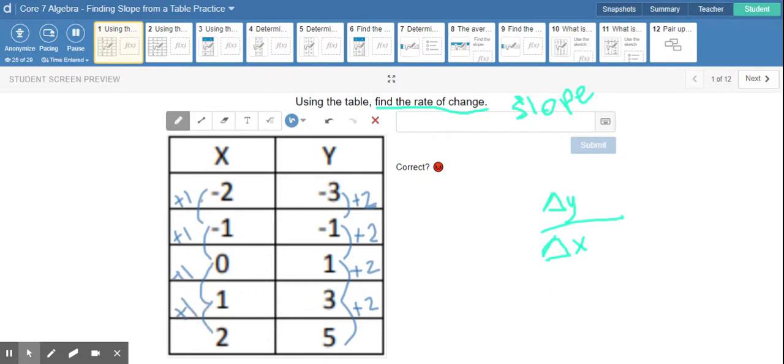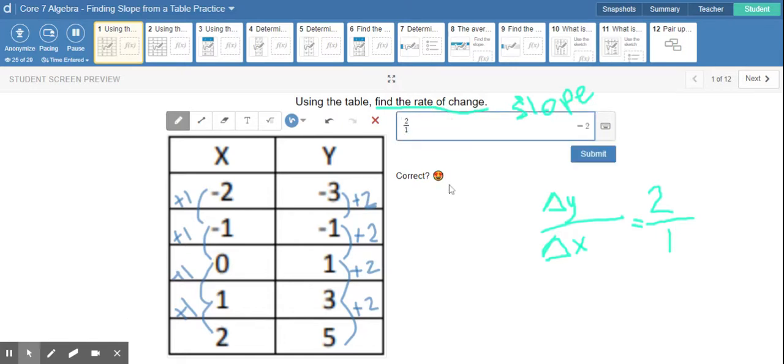So notice the x's are increasing by 1 every time. The y's are increasing by 2 every time. So this does have a constant rate of change. If I want to find the slope or this rate of change, all I need to do is figure out what is my change in y over my change in x. So my change in y in this case is +2, and my change in x is +1. So my slope or my rate of change, which are, remember again, those are the same thing, is 2 over 1. So all I need to do is go to this little box up here and type in 2/1.